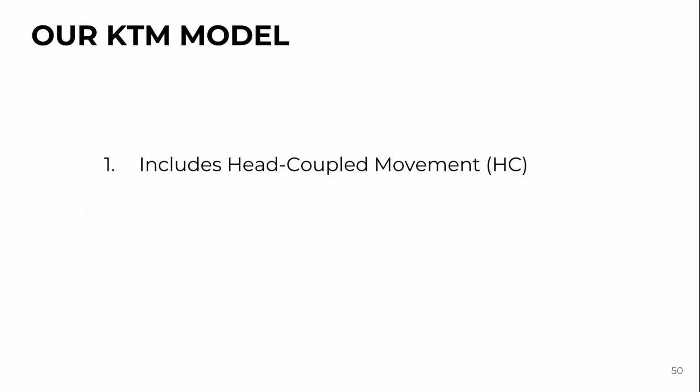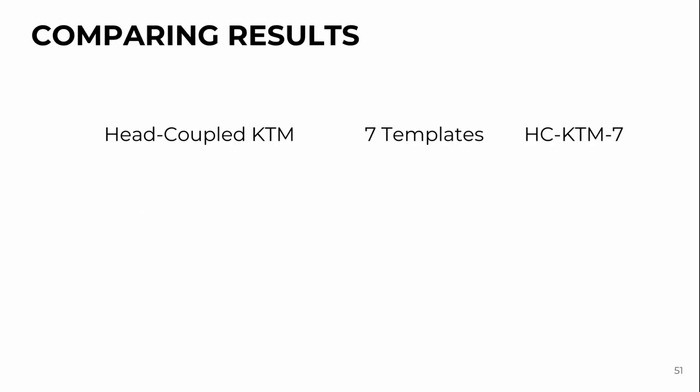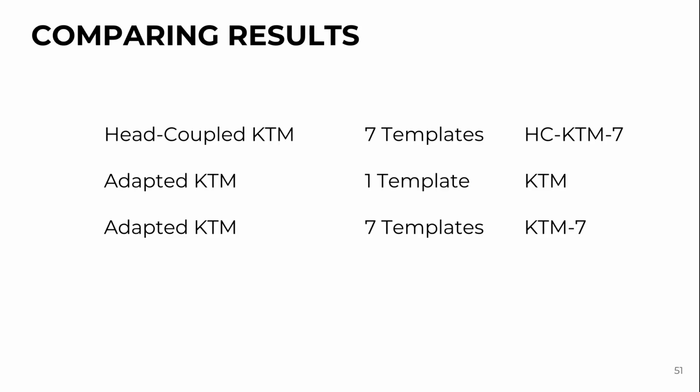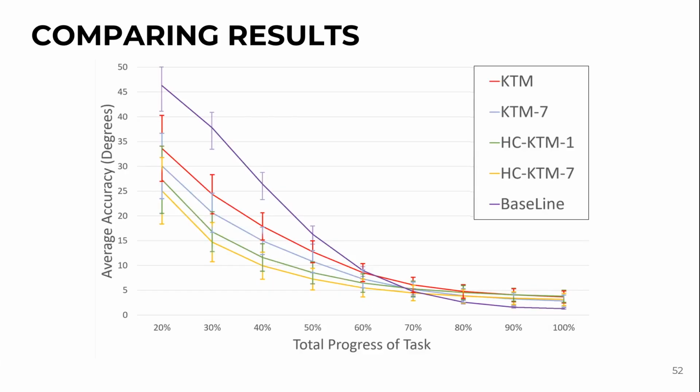For the second study, if you'll recall, our model made several changes to the original KTM model. We included the head, and we examined the top 7 matching trials. We therefore refer to it as the HCKTM7, or Head-Coupled Kinematic Template Matching model using the top 7 matching templates. To validate our results for the second study, we compared them to a direct adaptation of the KTM model, a variation of KTM where we used the top 7 results, and a head-coupled model but only using the top matching template. We also took a baseline where we looked at the angular distance from the user's actual ray. The results are shown in this graph.